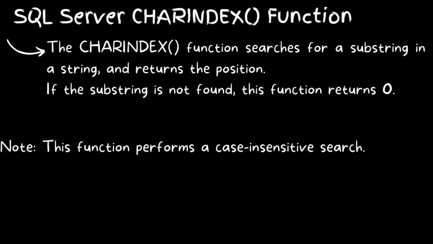Charindex function. The charindex function searches for the substring in a string and returns the position. If the substring is not found, this function returns 0. Note, this function performs a case-insensitive search. This function helps you search the position of a character and returns an integer.